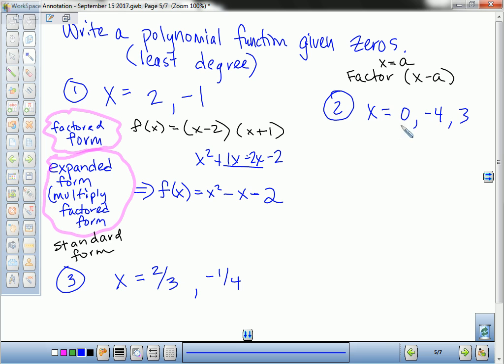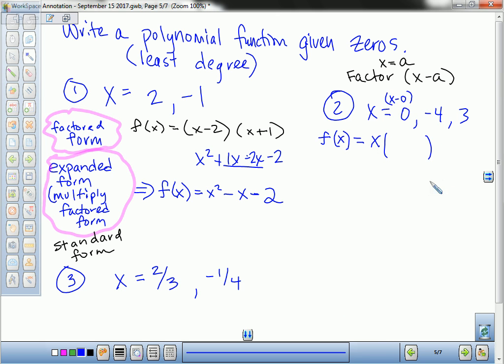So, what happens if we have 3 zeros? Well, we had 2 zeros here, and what was our degree? 2. We have 3 zeros here, what will our degree be? 3. All right, so here we have 0. Now, the factor would be x minus 0. Is there any reason to write x minus 0? No. What do we write instead? Just x. So when we have 0, it's represented by the x.